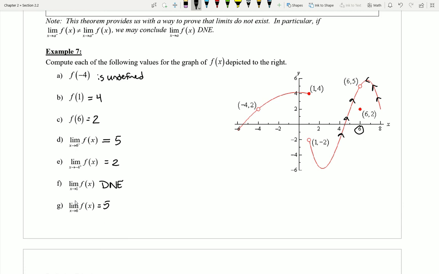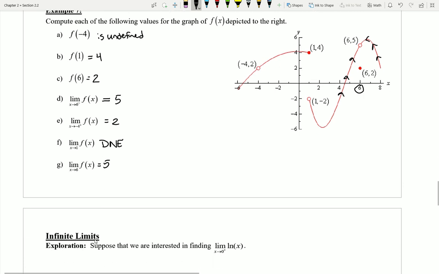Now, in addition to this, if you still feel like you need more practice before moving on to the rest of this section, I might advise that you go ahead and take a look at the worksheets associated with this section. The 2.2 worksheet is posted up in Blackboard underneath the Exam 1 Materials folder, and that will allow you to practice some of these ideas before we get into the final topic of infinite limits.